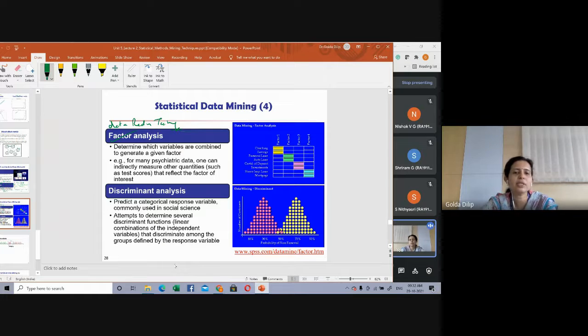An example is given for many psychiatric data, which indirectly measure other quantities like test scores that reflect the factor of interest. Only those observed variables of interest are being considered. That's what we call factor analysis.